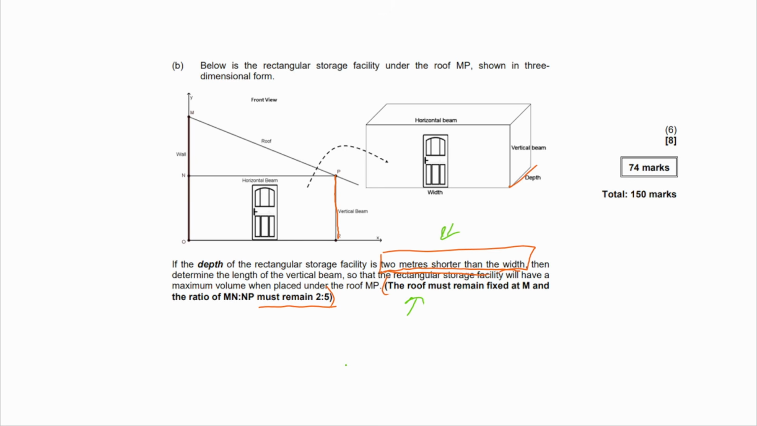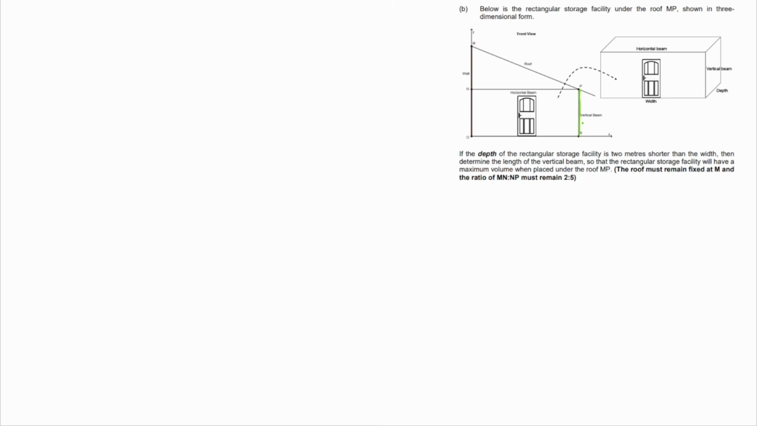All right, so what are we solving for? We need to determine the length of the vertical beam. So here's the vertical beam. Let's call it L, for length. All right, now let's see what else we know. If we call the width W, we have L and W, and here the depth. We can call the depth D, but let's not do that, because what do they tell us about the depth? How's the depth related to one of these variables? We know that the depth is 2 meters shorter than the width.